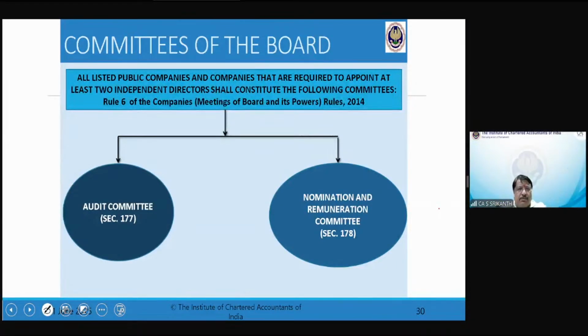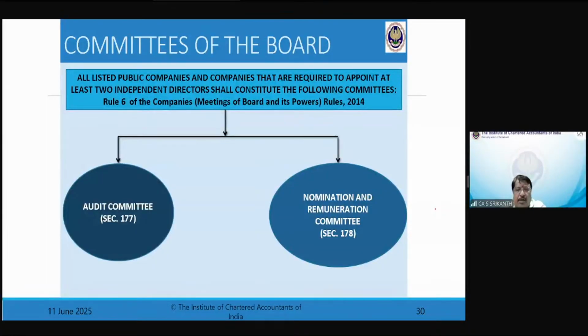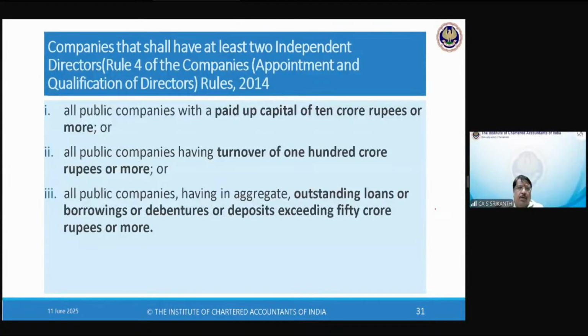All listed public companies should have an audit committee. Other companies which are not listed, again, like we saw, 100 crore and all that, which are required to appoint at least two independent directors, should have an audit committee. The role of the audit committee is very, very important. See, all listed companies should have an audit committee. Other than listed companies, all public companies with a paid up capital of 10 crore or more should have an audit committee. All public companies having turnover of 100 crore rupees or more should have an audit committee.